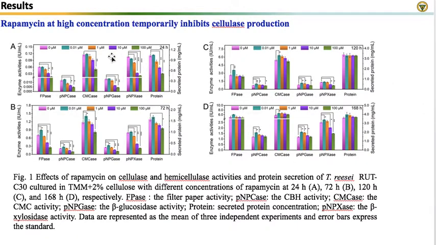Nevertheless, when the concentration of rapamycin was increased to 1 micromolar, a serious reduction in cellulase production was found at the early fermentation process. But Trichoderma has the ability to recover and produce the same or even a larger amount of cellulase at 168 hours, regardless of the concentration of rapamycin. Obviously, rapamycin improved the cellulase production at low concentrations, but at high concentration severely inhibited the cellulase production at the early stage, which was recovered at the late stage.